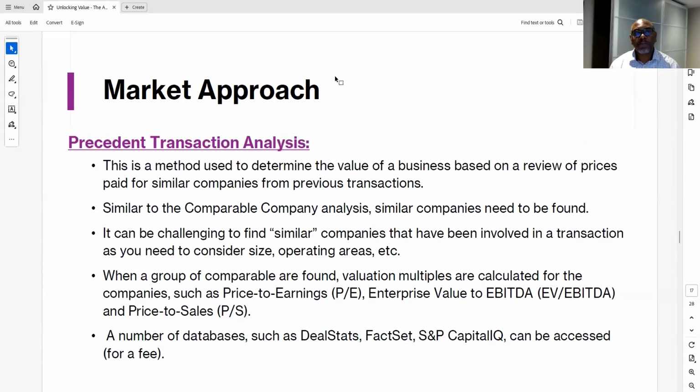The other one within the market approach is precedent transactions. So this is really looking at private transactions of similar companies that have been sold. It's similar to the comparable company analysis in the fact that we're trying to find similar companies, and these are typically private sales. So we use a lot of databases that are out there. S&P Capital IQ has a lot of information, Deal Stats, FactSet, where they're collecting data from M&A advisors, business brokers of private transactions that were not out in the public sphere of the market.